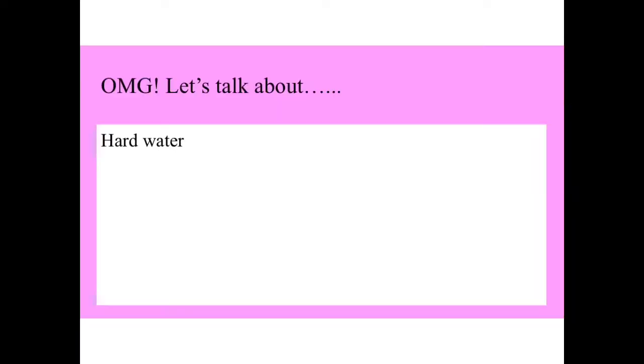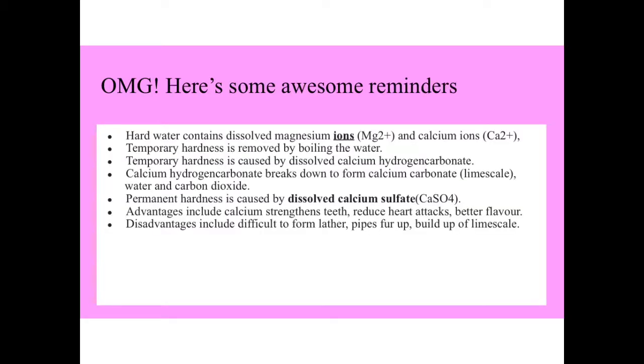So, another one in the OMG, it's core chemistry, and today we are talking about hard water. So, first off, what makes water hard? Hard water contains dissolved magnesium ions and calcium ions, okay? Magnesium 2+ and calcium 2+, okay?